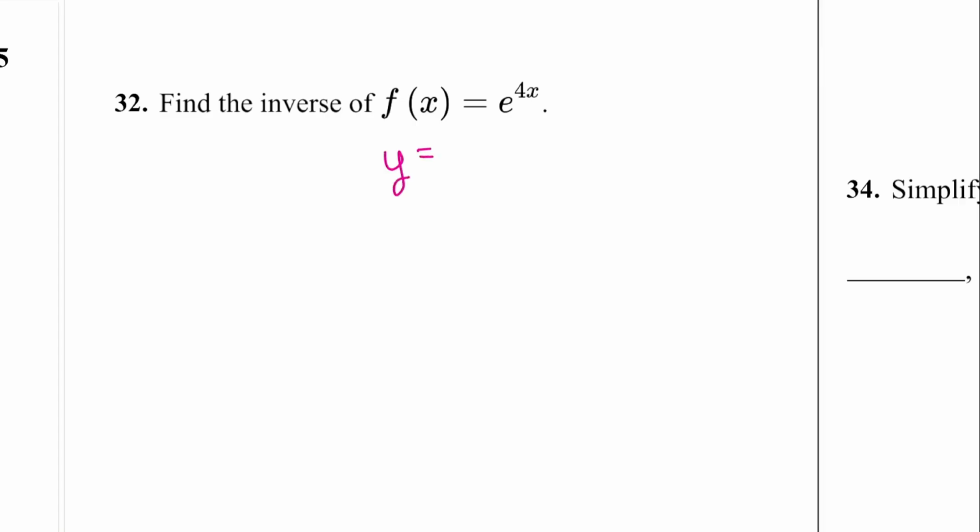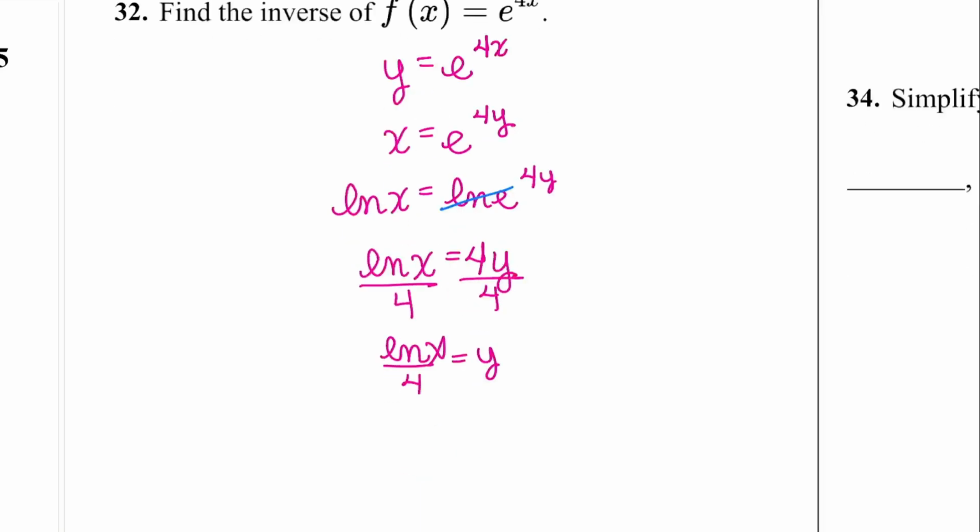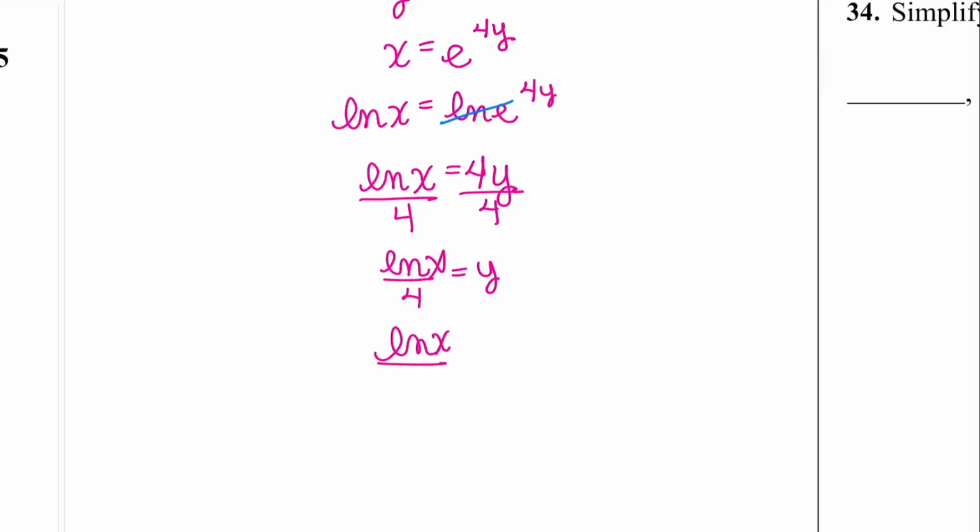Number 32, find the inverse of f of x equals e to the 4x. So we're going to have y equals e to the 4x or x equals e to the 4y now that we're trying to find the inverse. Now we need to take the natural log of both sides since we are trying to get our exponent down. When we do that, the right side will cancel out, so we'll have the natural log of x equals 4y. Now we will divide both sides by 4 to get the natural log of x over 4 equals y. And then we have to change our y back into the inverse to make sure that we get full credit on that.